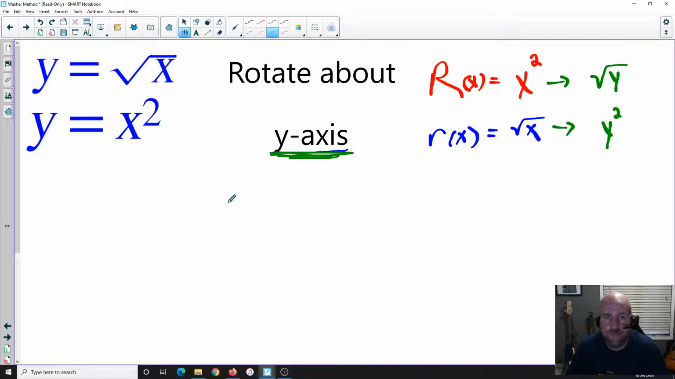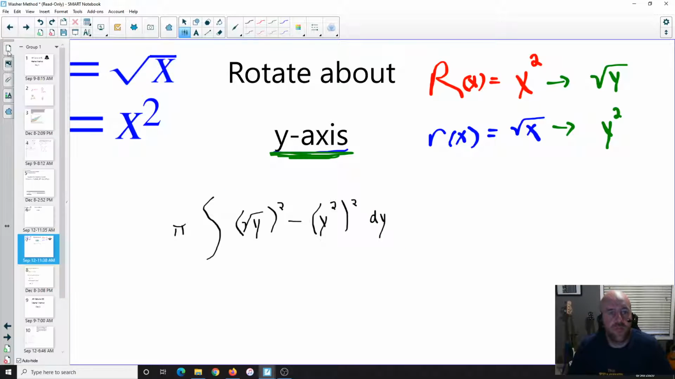Okay? So now, when we do our integral, we're doing the same thing. We're doing the integral, pi on the outside. So something to something, we've got to figure that out. And then big R squared minus little r squared. So we're in terms of y.